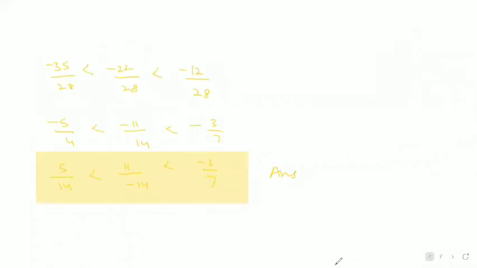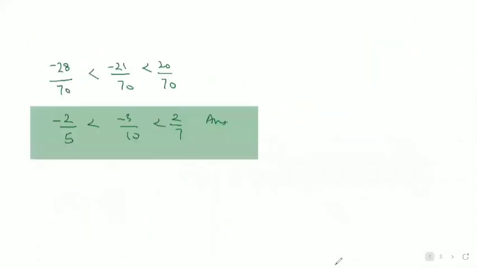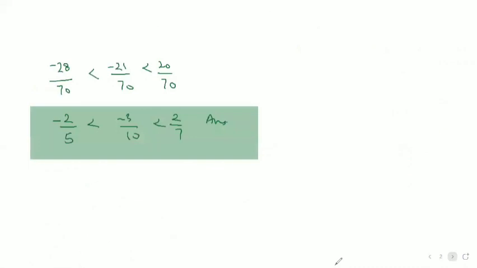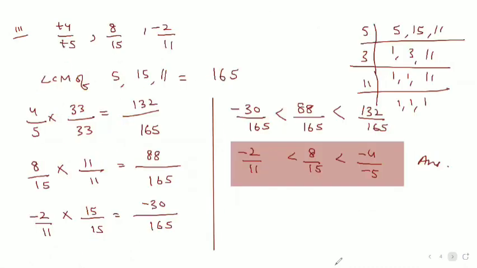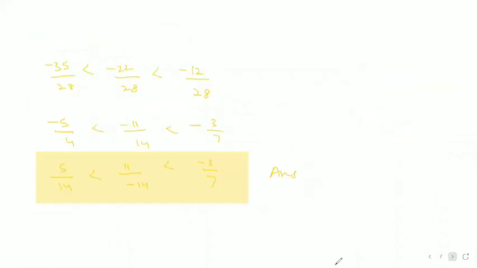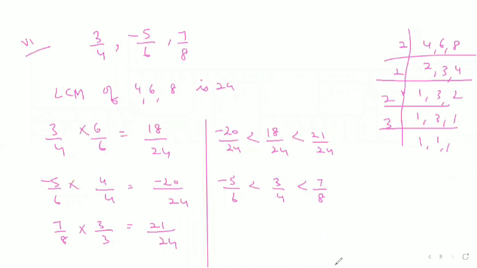Let's have a full glance of all the parts once again. So it was the first part of question number 7, second, third, fourth, fifth, and sixth. So in my next video, I'll be solving question number 8 of exercise 4.1, rational numbers for class 7, chapter 4. So it was all about question number 7.